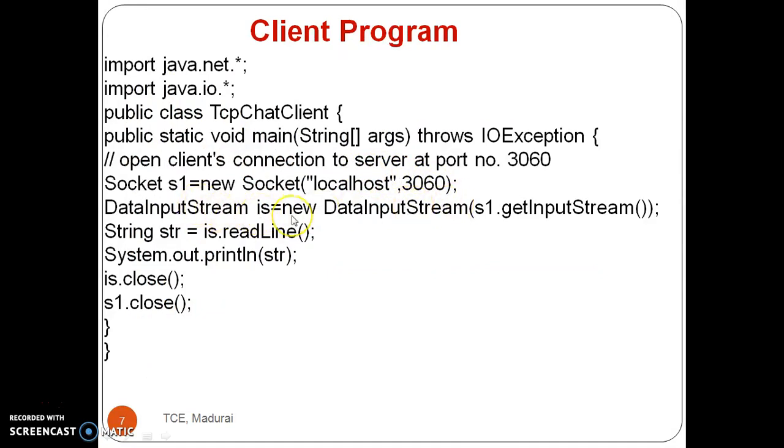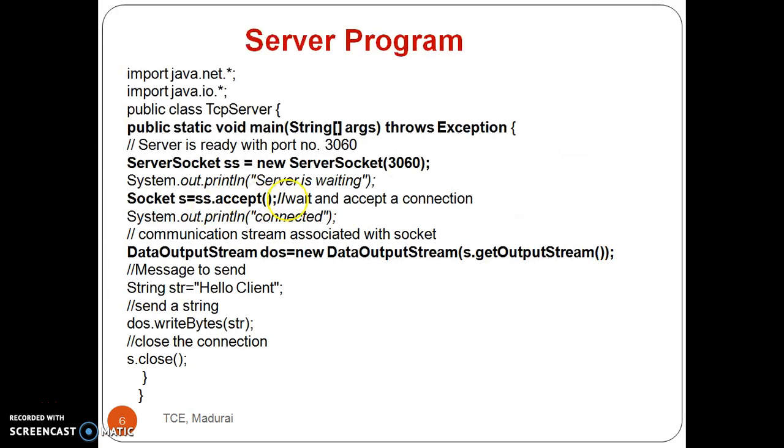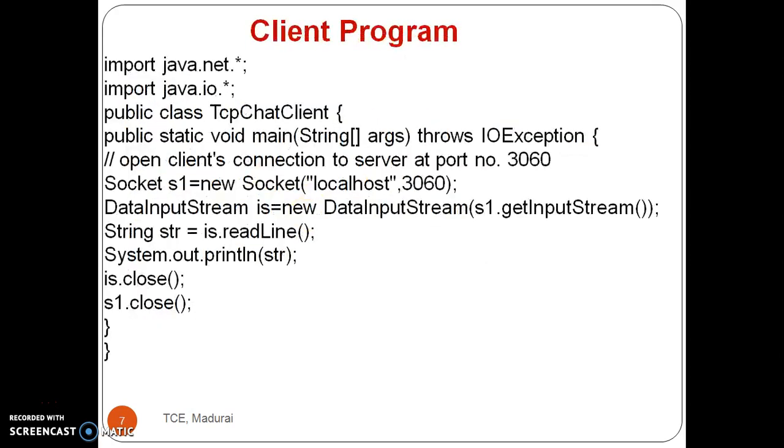Then we need to define a data input stream, because here the client program is going to act as a receiver program. So whatever the server is sending has to be received by this client program. For that purpose, we are going to make use of the data input stream. So you need to be clear about these stream classes. DataOutputStream was used in the server program to send data. And here at the client side, we make use of DataInputStream, which is responsible for receiving data. Here we use the getInputStream method.